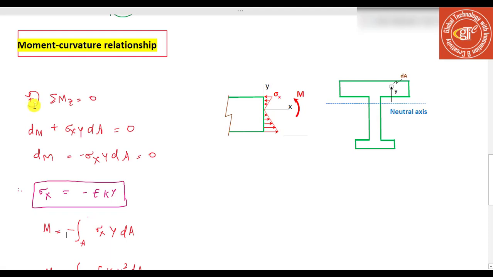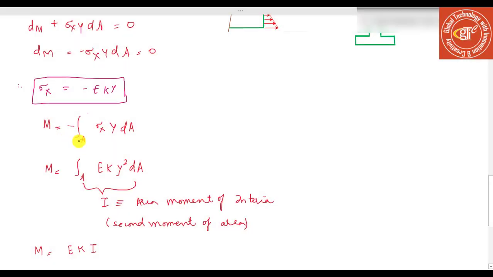Taking the counterclockwise direction as positive, the summation of moments about the z axis is equal to 0. So dM plus sigma x y dA is equal to 0, and rearranging, dM is equal to minus sigma x times y times dA. We also know that sigma x is equal to minus E times kappa times y. So the integral of all such element moments over the entire cross section area A equals the bending moment, that is M is equal to minus the integral over A of sigma x y dA. Substituting this value, the moment becomes the integral over A of E times kappa times y squared dA. This negative cancels out the other negative term.